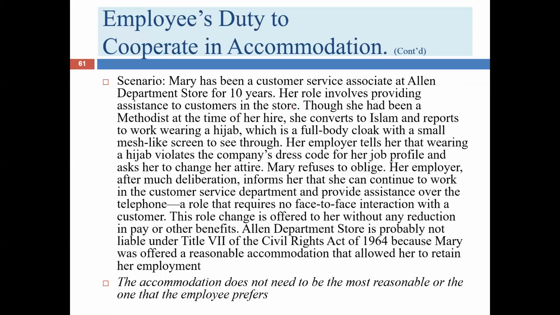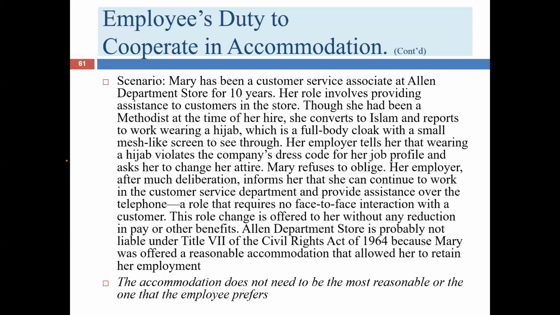But it could be a valid reason to say one of your roles as a customer service person is to be welcoming. And part of the way you are welcoming is for the customers to see your smile, to see your eyes and your demeanor, and to see all those physical signs of welcome and openness to having a conversation. So in this situation, Mary refuses to take on this role. Under these circumstances, I'm going to say that the Allen department store is probably not going to be liable, especially if Mary did not receive a reduction in pay or hours.